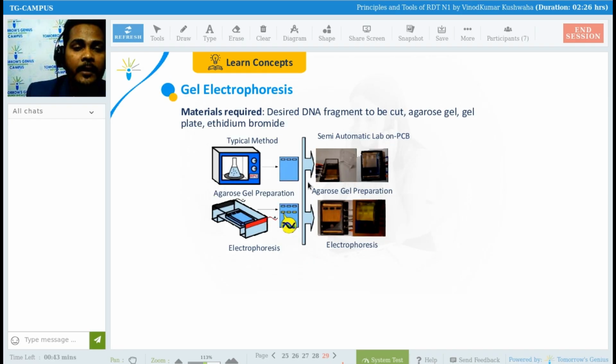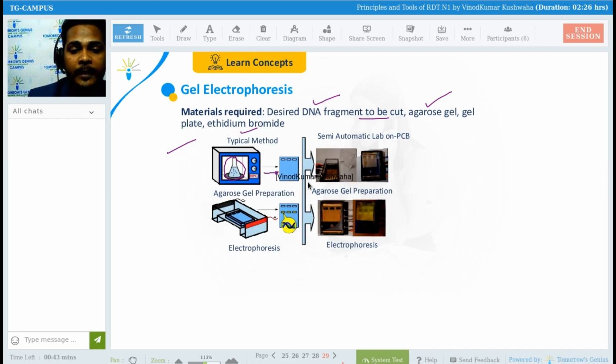Okay. Now here you can see what are the materials required to perform the gel electrophoresis. So first thing is you require a desired DNA fragment to be cut. Means suppose any DNA which you want to separate according to their size, you need a fragment of the DNA. Then you need an agarose gel, you need a gel plate, and ethidium bromide. These are the important materials which are required. Even you can see in the picture that this is a typical method of digesting the gel, and then you can make an agarose plate.